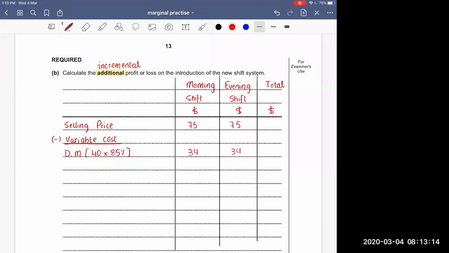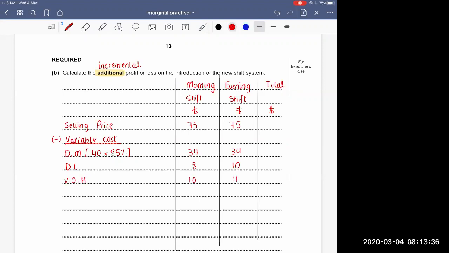Direct labor. In the morning, how much is direct labor? Sir, it's 8. And in the evening, how much will direct labor be? 8 plus 2, that makes 10. Variable overheads. In the morning, variable overheads were 10. And in the evening, variable overheads are going to be 11.